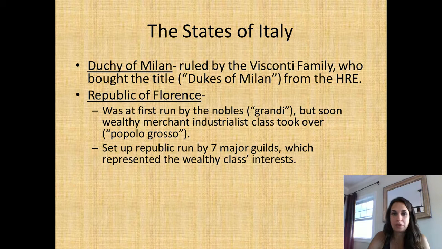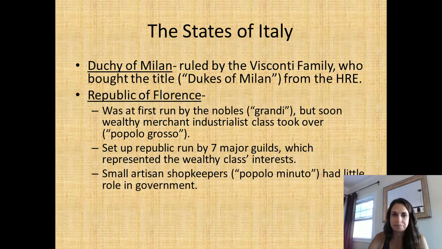So these popolo grosso set up a republic that was run by 7 major guilds. Guilds are sort of like unions of entire industries. For example, there was the jewelry guild that made all of the jewelry, and this included the artisans, the designers, the owners, and even the apprentices. There was the iron workers guild, the architects guild, the wool makers guild, and so on. And they represented basically the interests of the richest people in Florence.